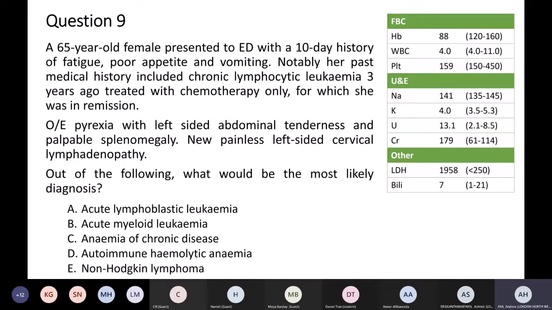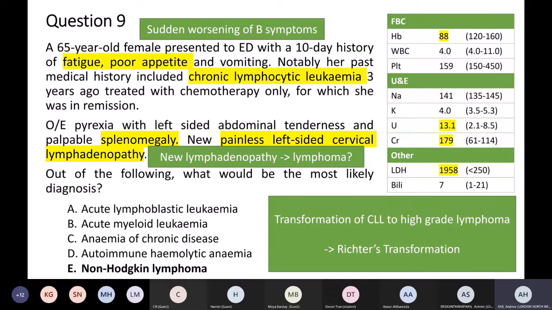So the answer that this question was looking for was E, non-Hodgkin lymphoma. So this is a patient with a known history of CLL. However, suddenly her B symptoms are worsening. She also has this new lymphadenopathy. That potentially could be lymphoma.